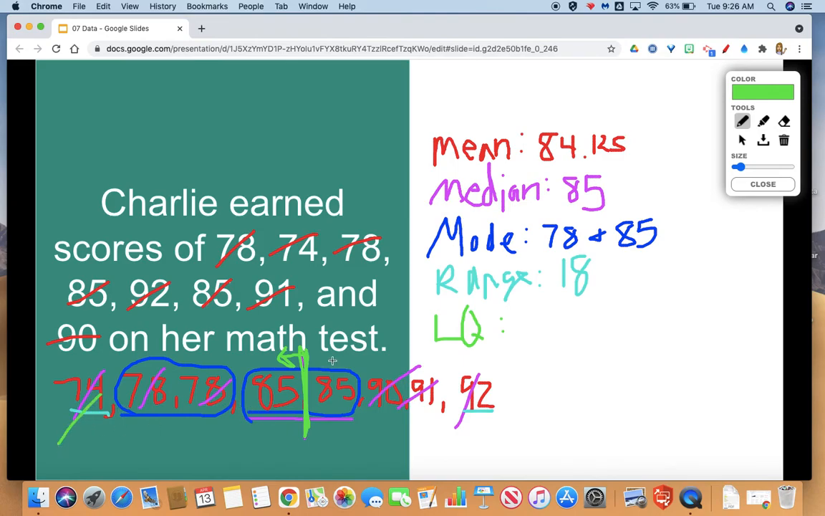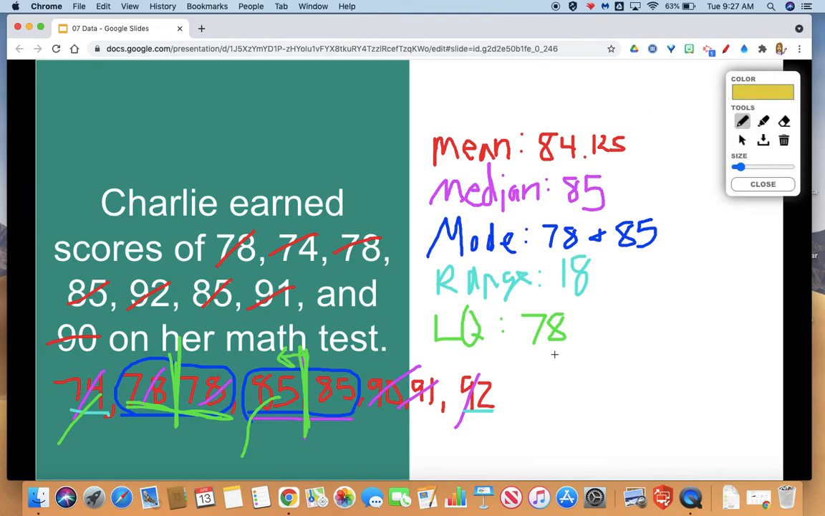So I'm going to cross off low, high, and I'm already down to 2 in the center. So if I'm down to a 78 and a 78, what must my lower quartile be? It must be 78. If those were two different numbers, I could add them together and divide by 2 to figure out what that lower quartile is.